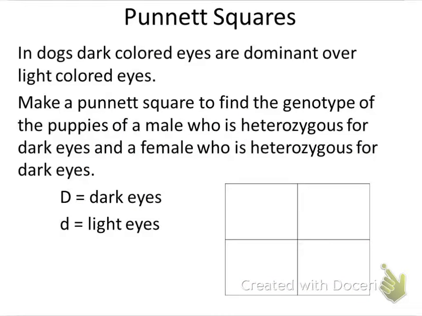We're going to do another example. So, we're going to talk about dogs and the color of their eyes. First it says, in dogs, dark color eyes are dominant over light colored eyes. That means that whenever we have a dark colored allele, we are going to represent it with a capital letter. So in this case, we're going to use D's. So we'd have a capital D. If we're talking about light colored eyes, we're going to use a lowercase d because it's recessive.